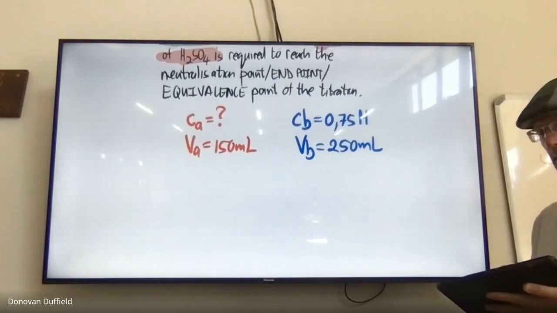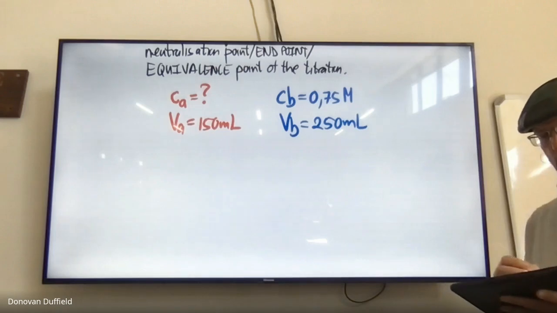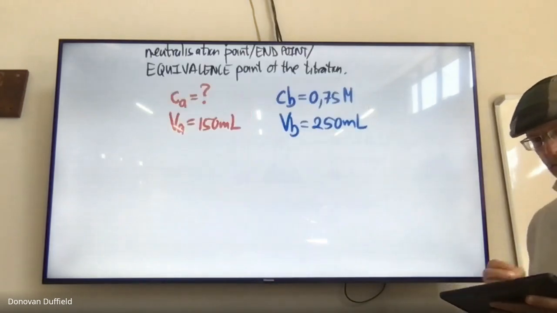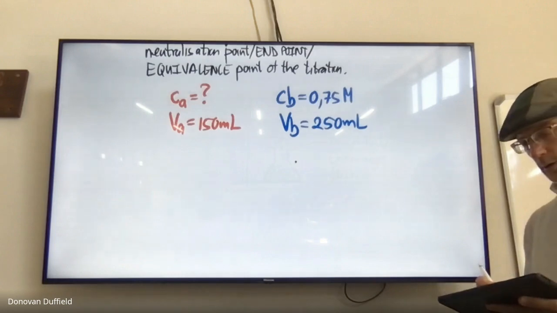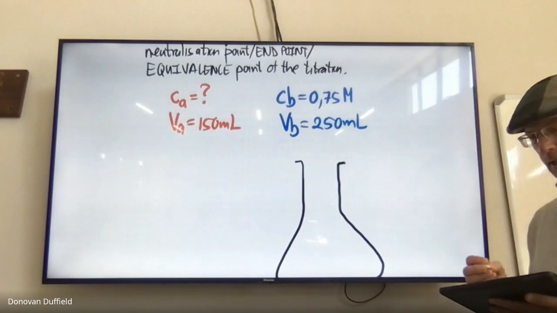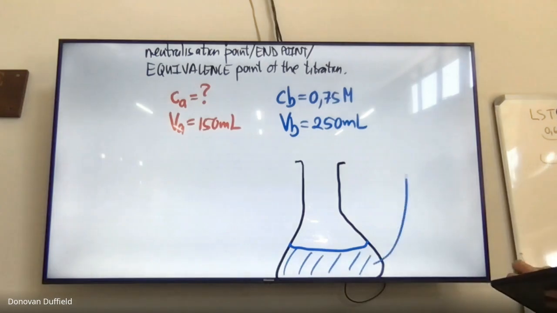So, if we look at method 1, if you look at your flask, here is your Erlenmeyer flask. Initially in your flask, you have got that.